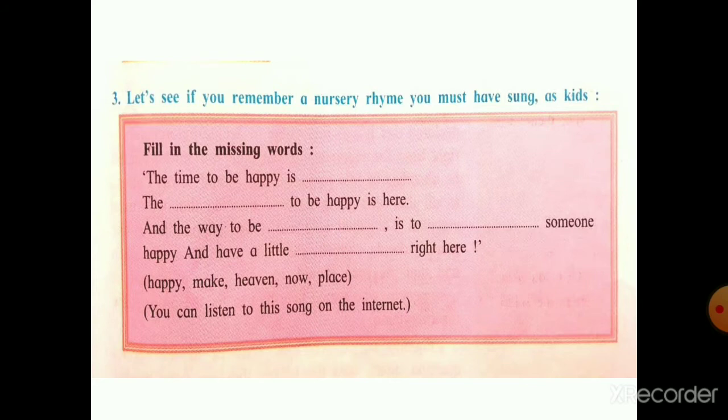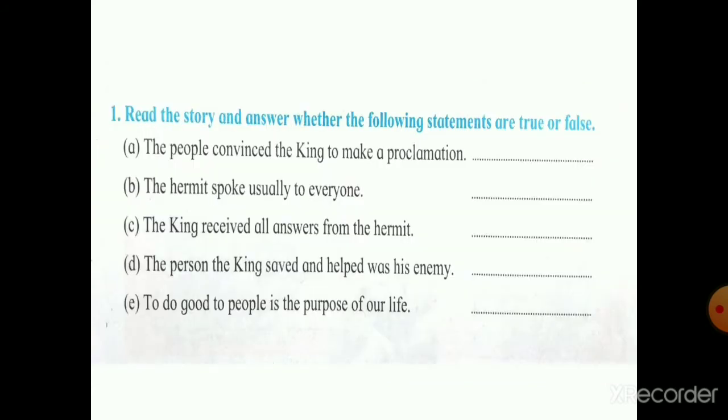Some sentences are given here, you have to fill in the blanks. First is, the time to be happy is now, the place to be happy is here, and the way to be happy is to make someone happy and have a little heaven right here. See, in brackets the words are given here, I just fill those words in the sentences. Now you have to write down true or false.